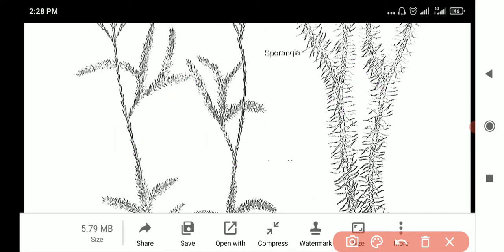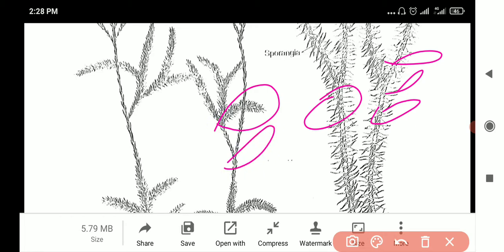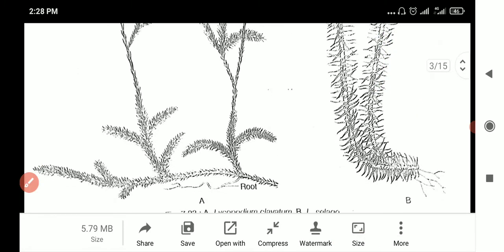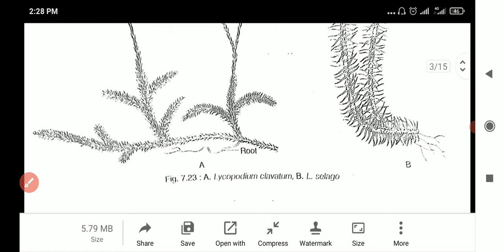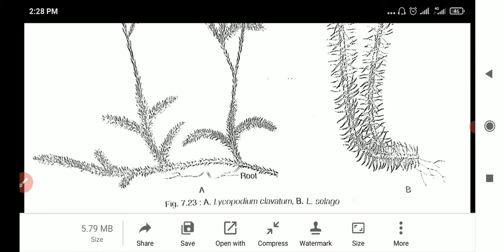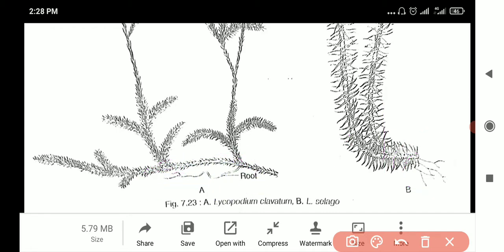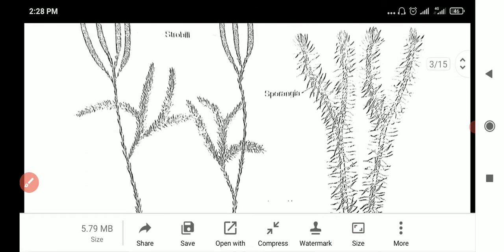Now look at the leaves. Don't they look like scales? See the leaves, they look like scales. This scan is not so good, but you have already drawn it. They are oblong in shape. Now if we look here, we can see one root. I think this is the creeping type. These are the rhizoids, and this is one long root. So you can have the root system or the rhizoid system. I think the habit is clear from the image.